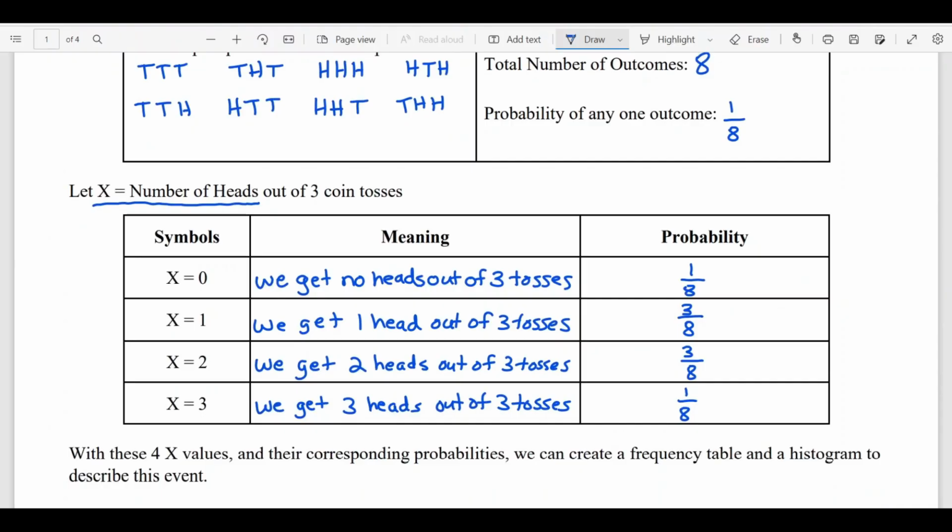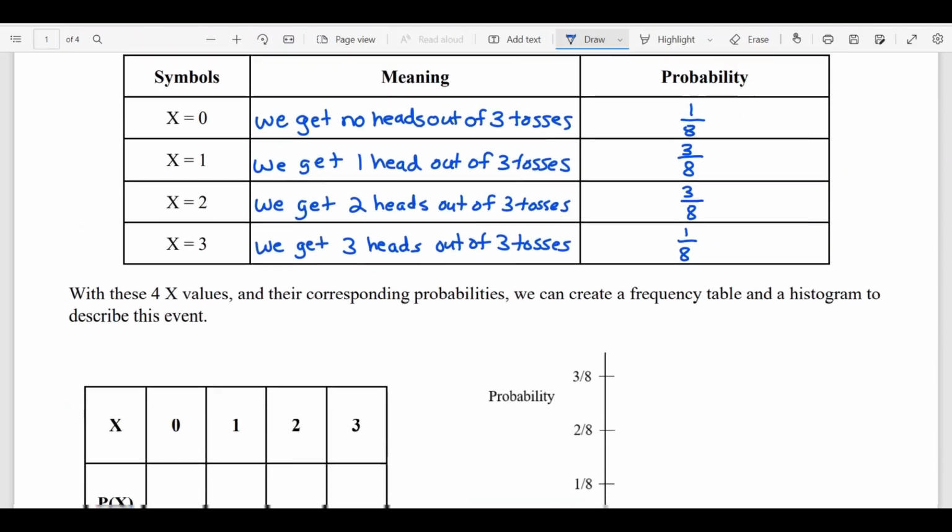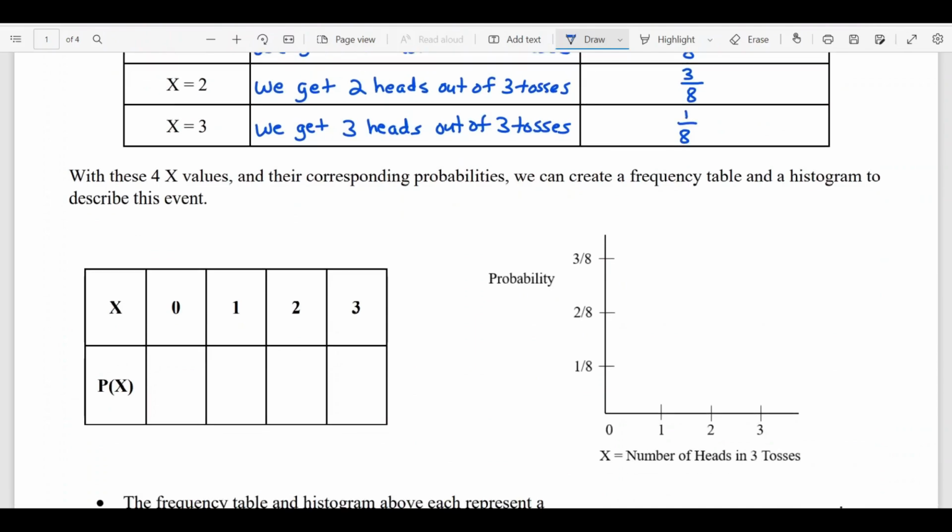And with their corresponding probabilities, we can create both a frequency table and a histogram to describe this event. So a frequency table looks like that, and we just have our probabilities assigned to each of them. We have X, which is our random variable, and then the probability of X, and we fill in the table. We can also make a quick histogram here. From 0 to 1, remember we go up to but not including 1. So this would be where X is 0. We have 1/8 as that probability. Between 1 and 2, it's up to but not including 2. So this would be when X equals 1.